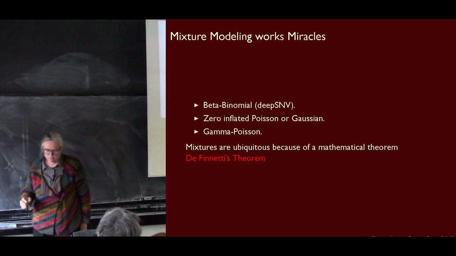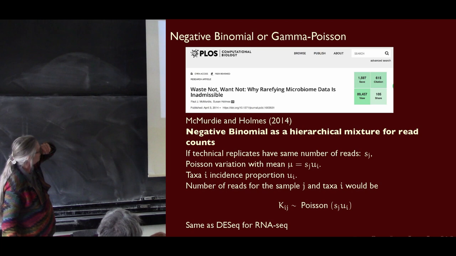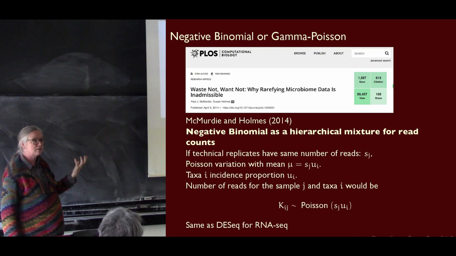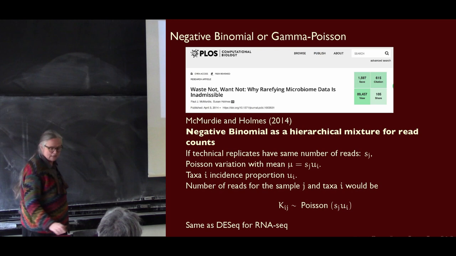But I really think it's useful to think that. So we have this paper called Waste Not, Want Not, about not rarefying, which implements what I just told you about modeling the numbers of reads: it is a function both of the prevalence of the taxa in the sample and the sample depth. And this is very much the same as what's done for RNA-seq.